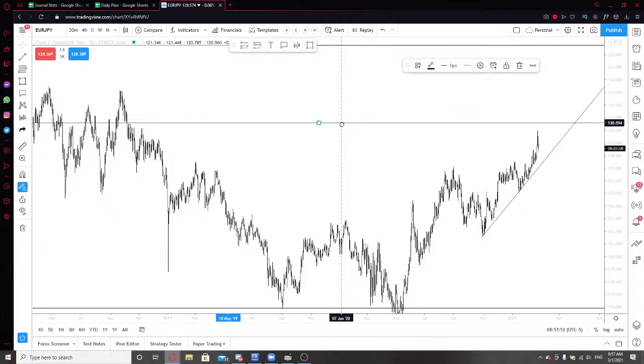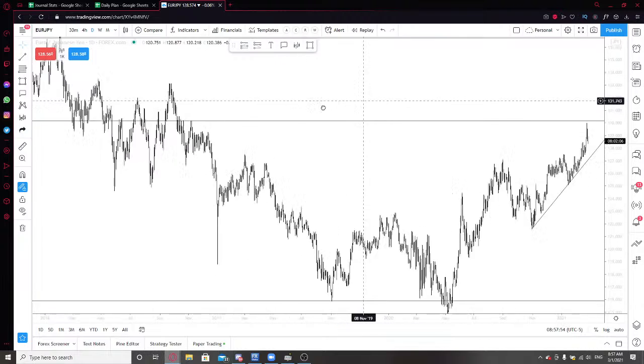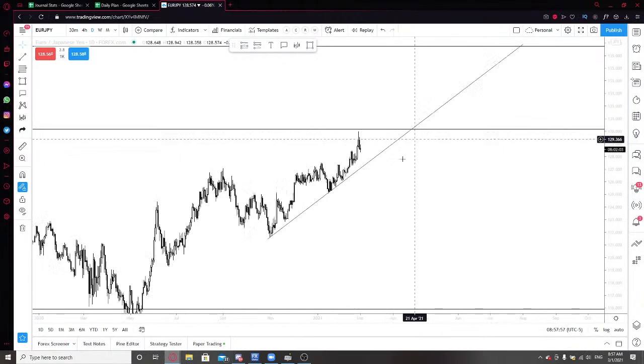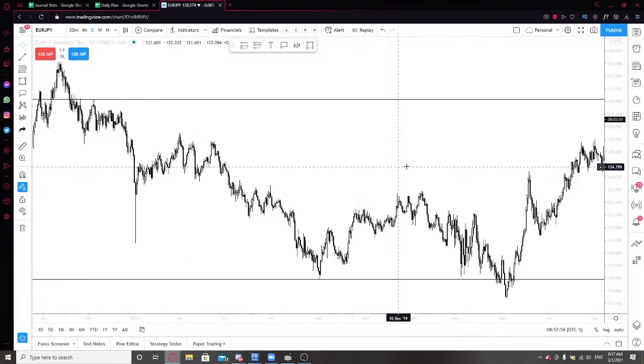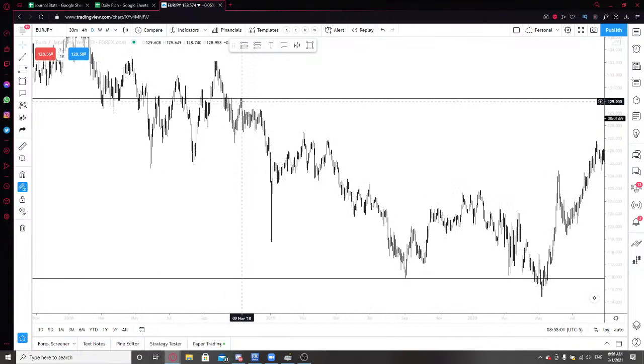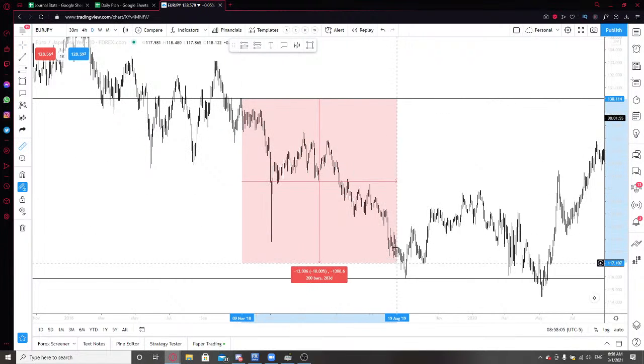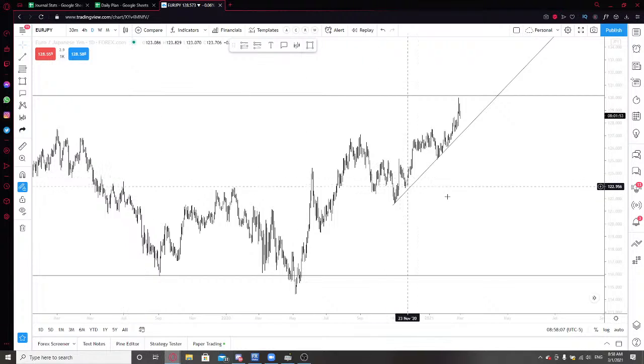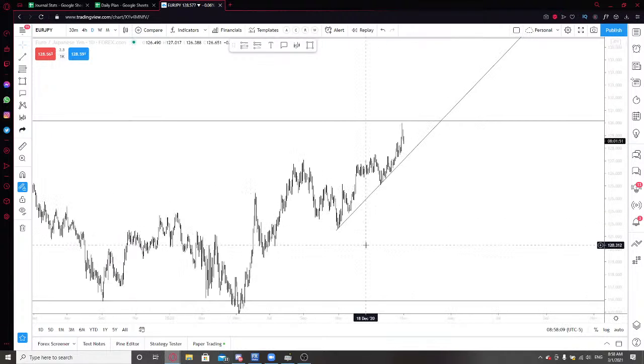Let me chill out. My fault. I skipped one. This is the next target for now. Price made a major rejection from this point. You can see price tested this area and sold off over 1,300 pips. So it's an area of interest. You don't want to just ignore certain areas in the market.